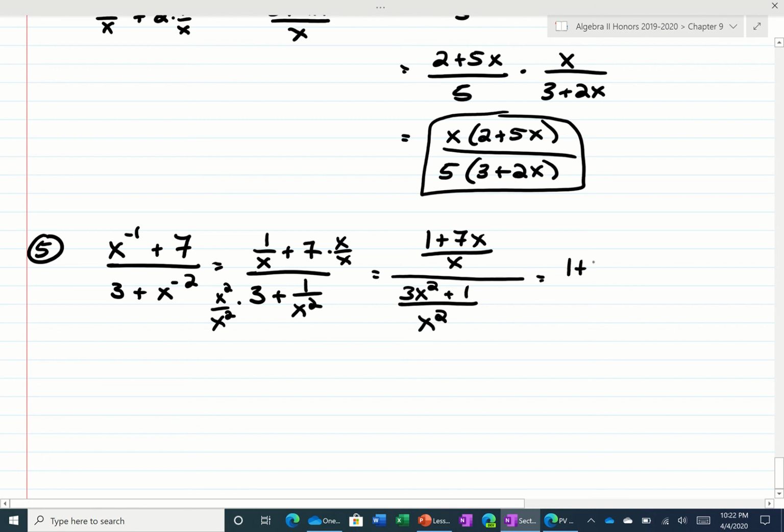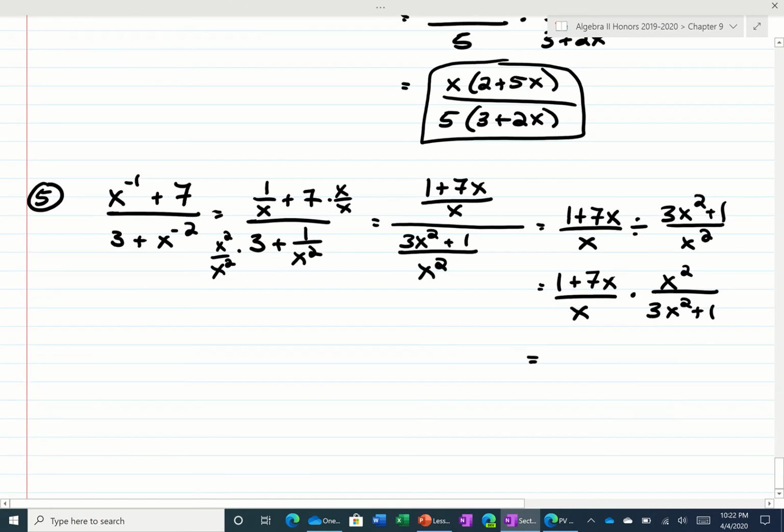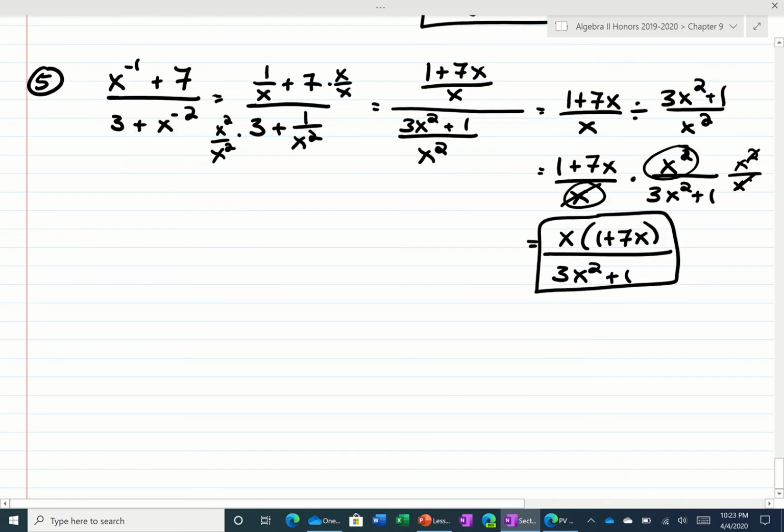Let's write it horizontally. And then we can keep, change, flip. And just like before, we can't really cancel a whole lot here. I mean, if we rearrange this so x squared is over x, that would just turn into x to the first. So we really just have an x to the first on top times 1 plus 7x. And then on the bottom, all we're left with is 3x squared plus 1. That would be the best answer. You could distribute the x if you feel like it, but it doesn't make it better or worse by doing that.